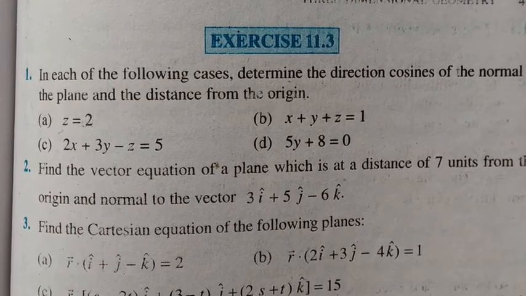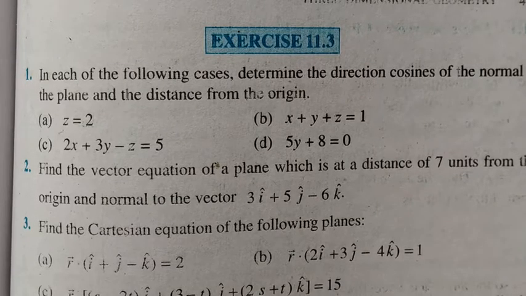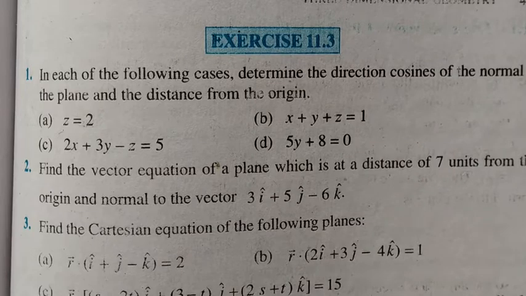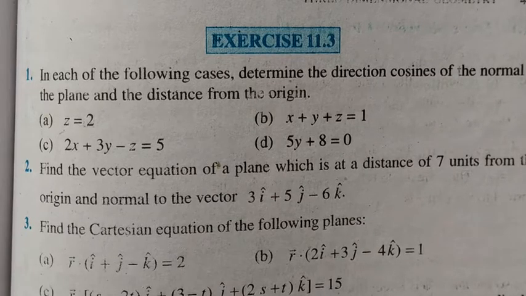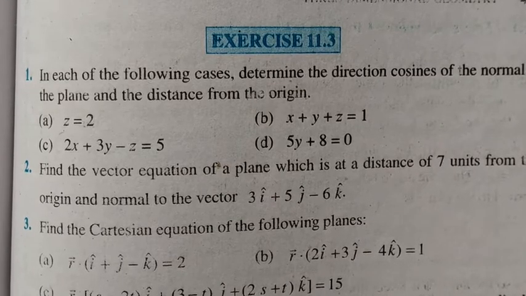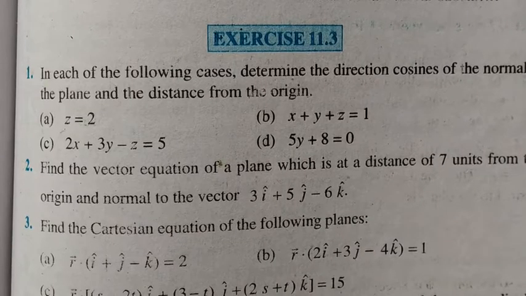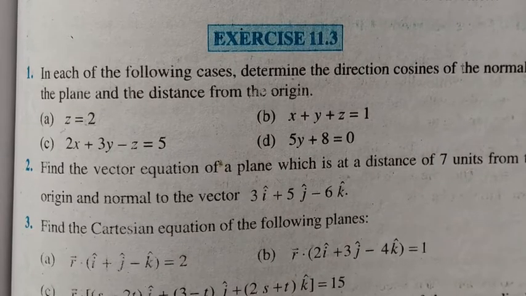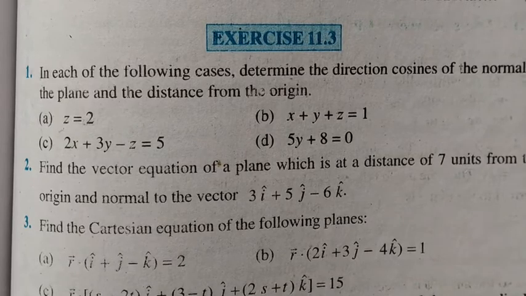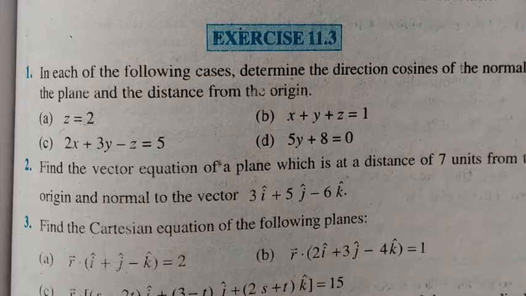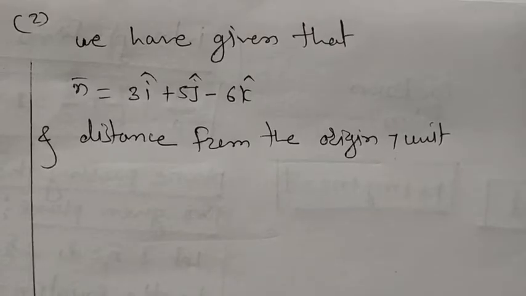Now, today we are going to learn other examples in exercise 11.3. Start from example number 2. Find the vector equation of the plane which is at a distance of 7 units from the origin and normal to the vector 3i plus 5j minus 6k. Now we have given that normal n bar is 3i plus 5j minus 6k and distance from the origin is 7 units.